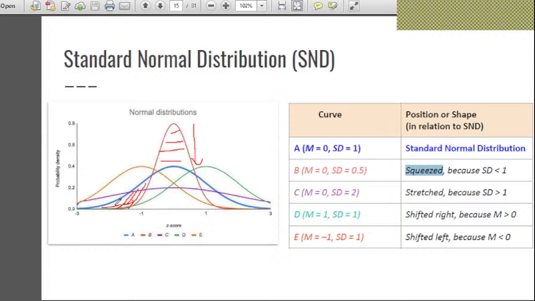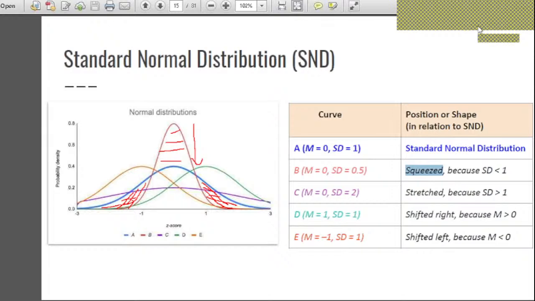Yes, are you clear? So, all this data will be filled up here and this red will be converted into a standard normal distribution. This is called normalization. This procedure is called normalization of the distribution.